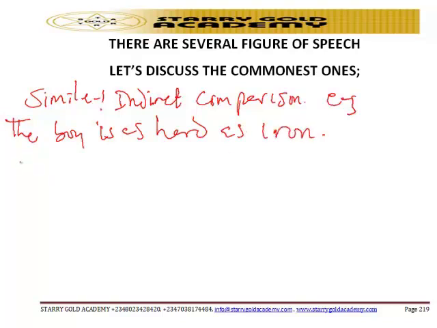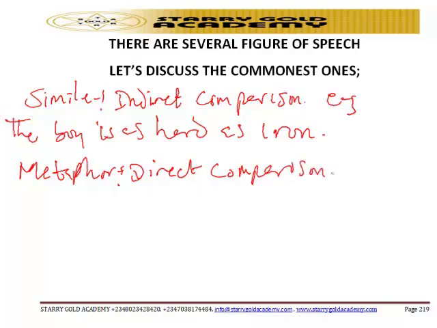Now I'm going to the next one. It's a little bit closer to simile, but it is without using the word as or like. This one is a direct comparison, with the absence of as or like. For example, we may use any word that we like, depending on our understanding. You may say the boy is a lion. This is a direct comparison. The boy is a lion in the field of play.